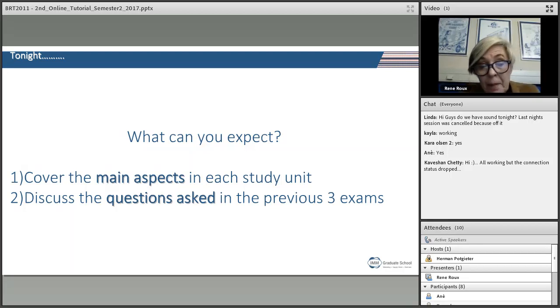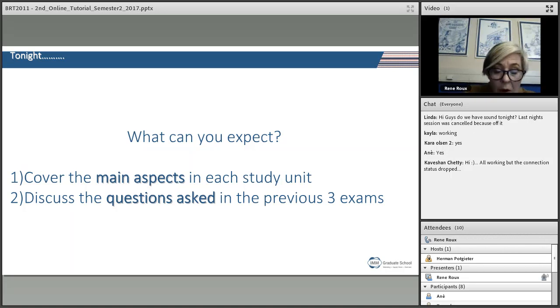So what am I going to do? I am really going to tackle each of the study units and then just cover the main aspects. During our discussion tonight, you will see that clearly it's marked, the slides with a red star. The slides that are marked with a red star are the type of questions that were asked in the previous 3 exams.